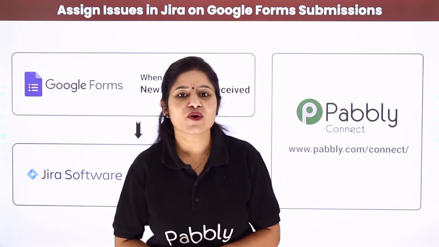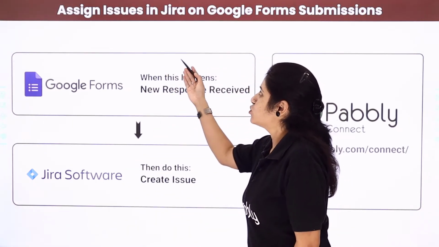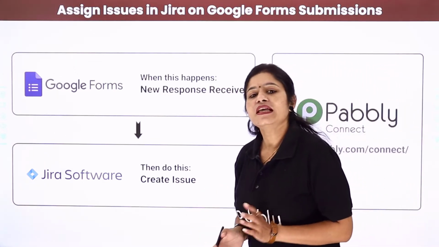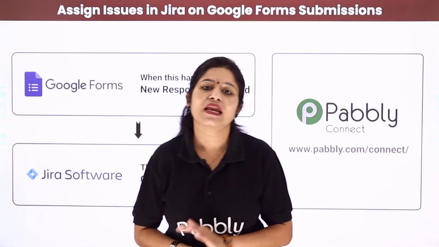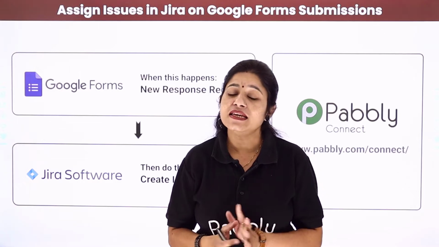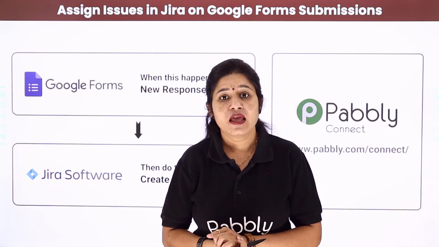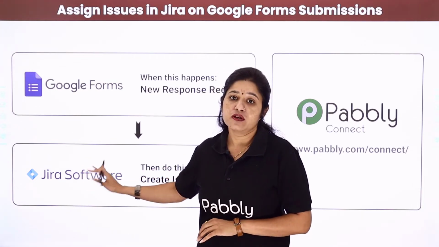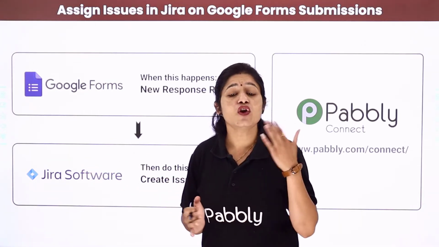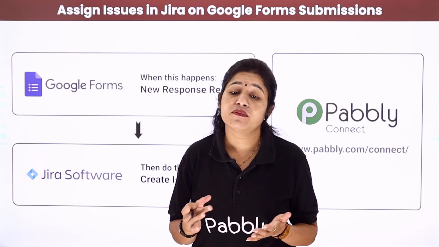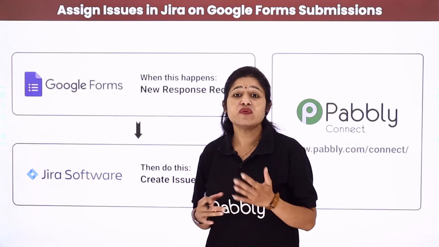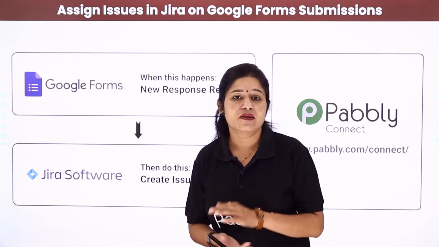In this video we are going to learn how you can assign issues in Jira on Google Form submissions automatically. So let's take an example that you are a manager of a company and you are assigning tasks to your team members. Now your technical team members are using Jira software. So to assign the task, you need to log into your Jira software every time. You need to create a new issue and you need to assign it to them. This will be a time consuming and tiresome process.